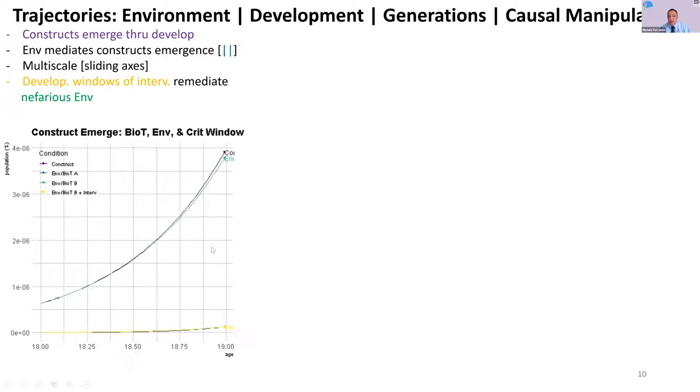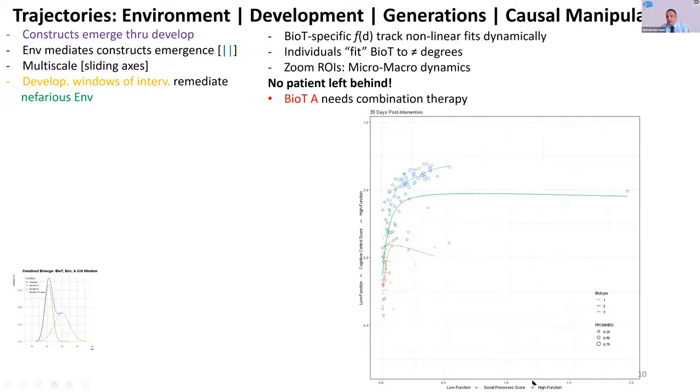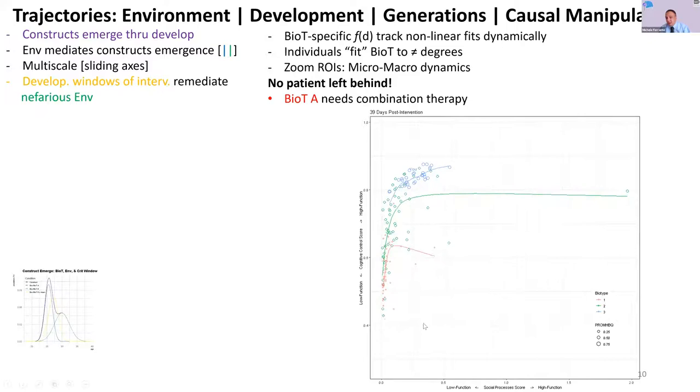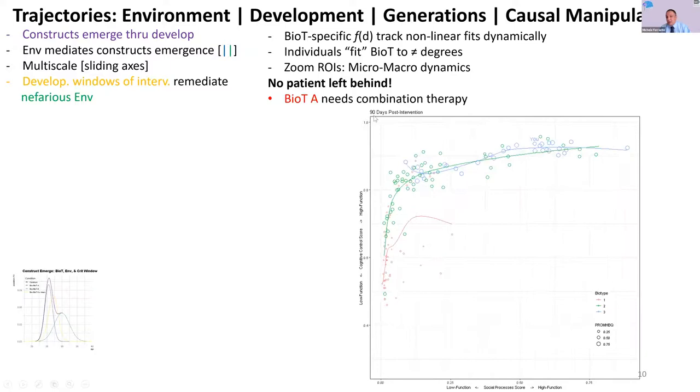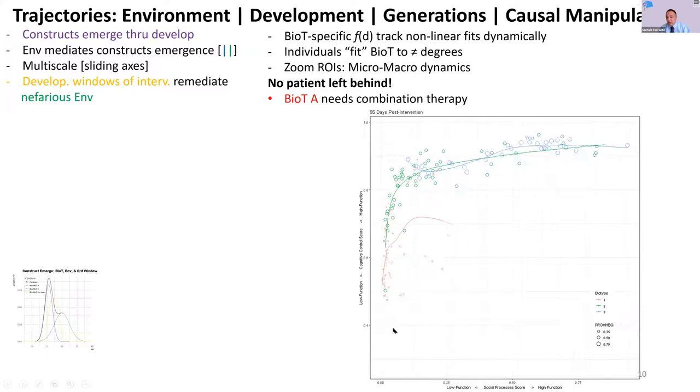Similar thing here: I have a few RDoC domains of function as dimensions, and I'm trying to connect a biomarker for that, in this case represented by the size of the dot that is improving after treatment. You can see that over time, as time passes by, these dots improve in function, and the patients move from a state of poor function here on the lower left to a state of higher function here on the top right.